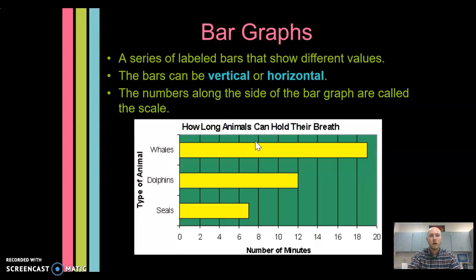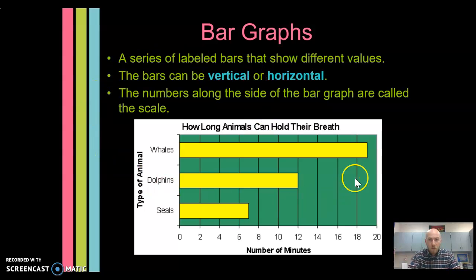All right, moving along. The next graph we're going to discuss is a bar graph. Bar graphs are a series of labeled bars that show different values, and oftentimes these values are going to show us a number of items, so an amount perhaps. The bars can run horizontally or vertically. And the numbers along the side of the bar graph we also call the scale, similar to the line graph.